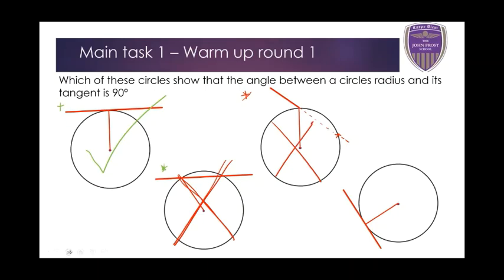Okay, and the last one going down and right again, we've got a nice tangent line. It looks like it touched the circle once, and we've got a radius joining to it. I'm happy that we can use our tangent rule on this circle.